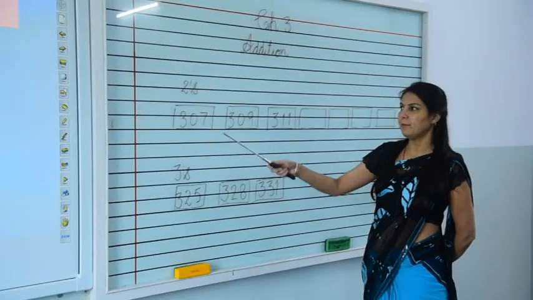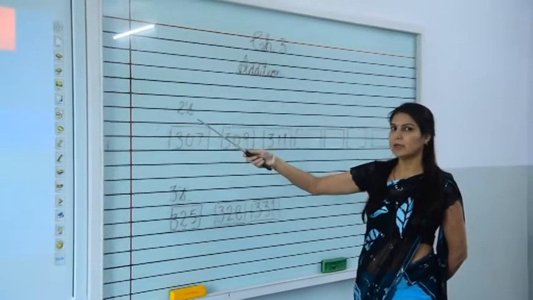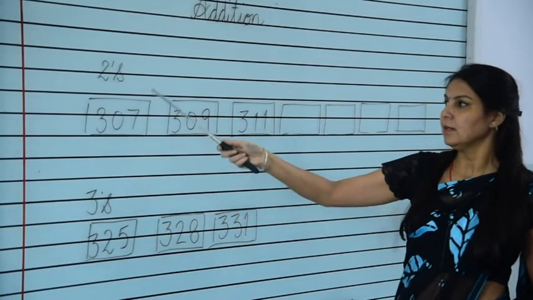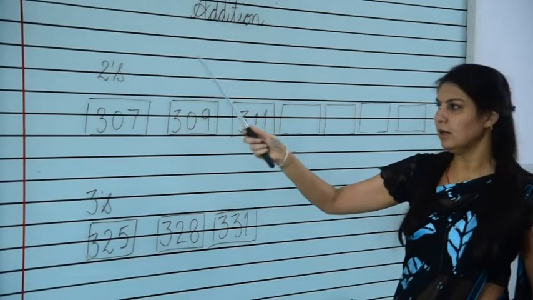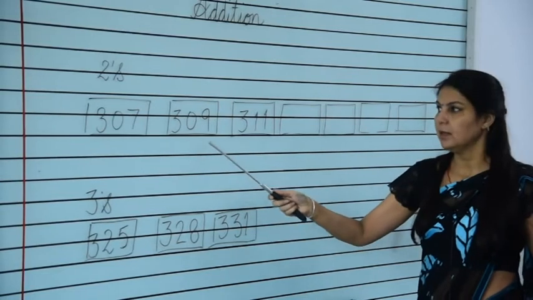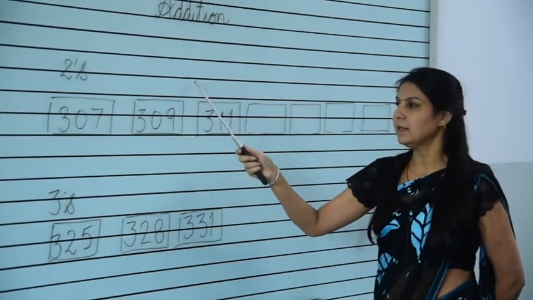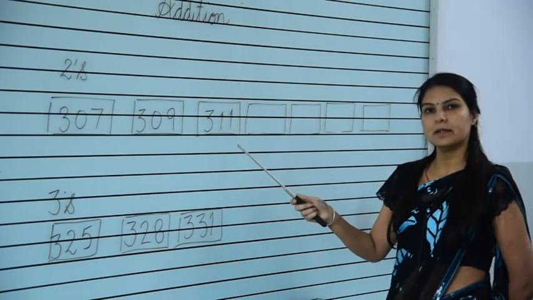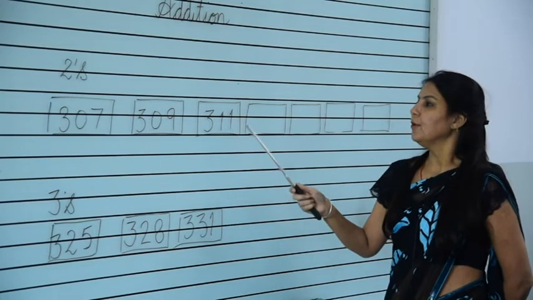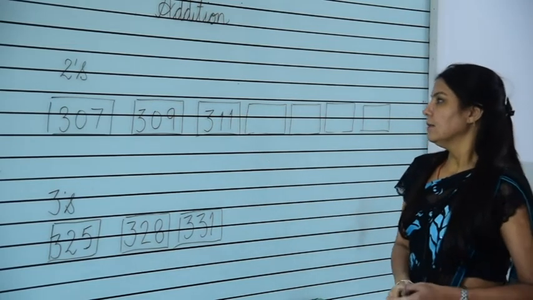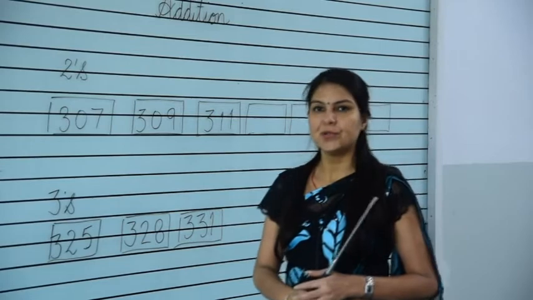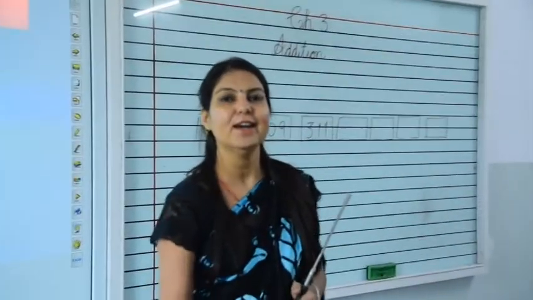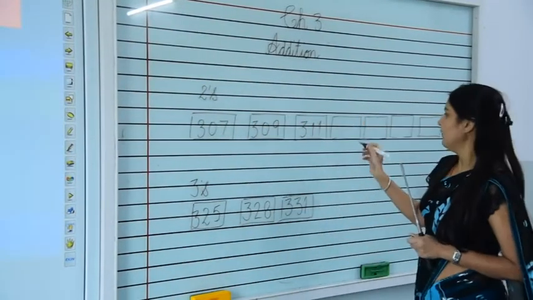Now we will see an example of skip counting in twos. What do we have to do? Three numbers are given, 307, then 308 is skipped here and 309 is written. After 309, 310 is skipped and 311 is written. So what do we have to do? We have to skip 312 and then we will write 313 after 311.